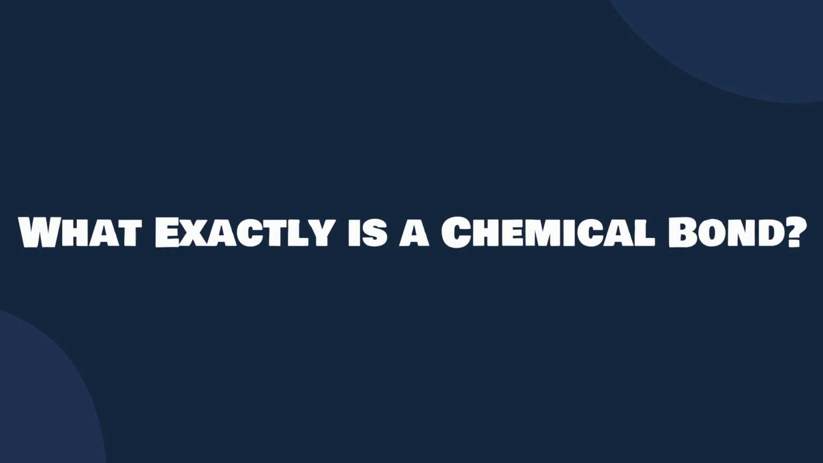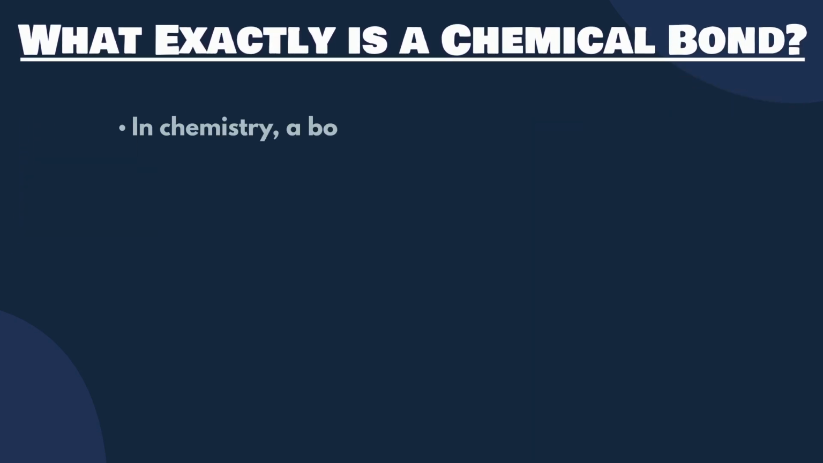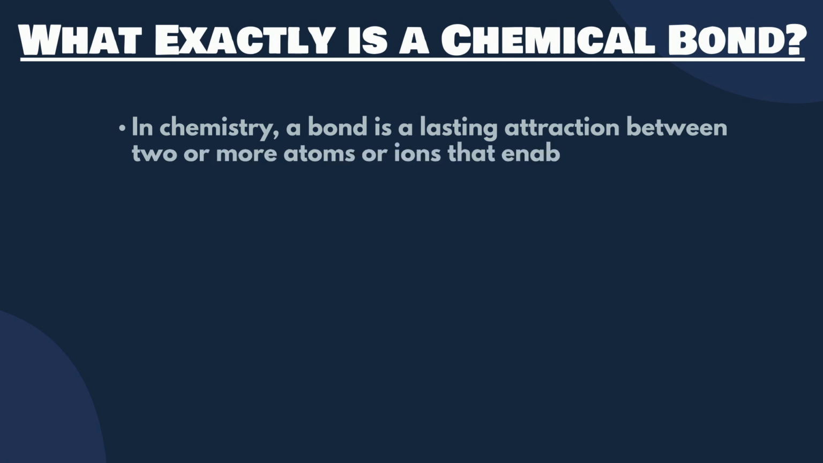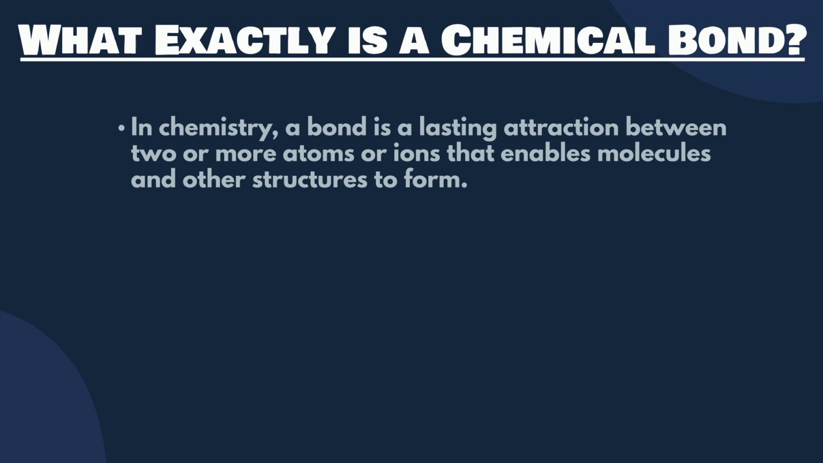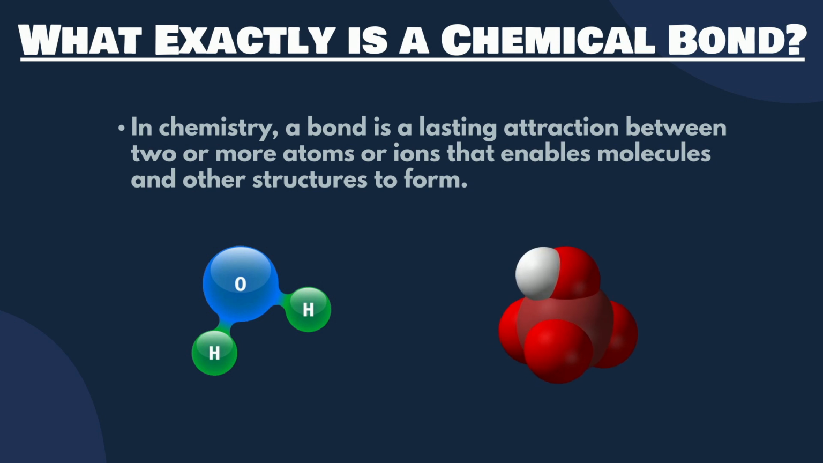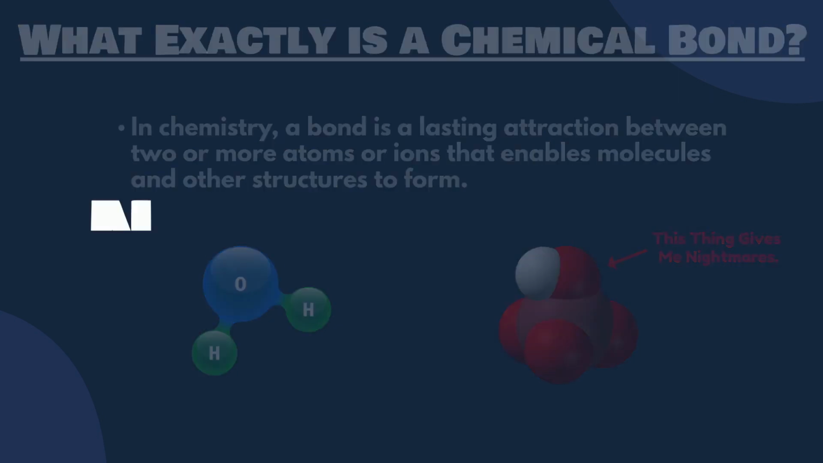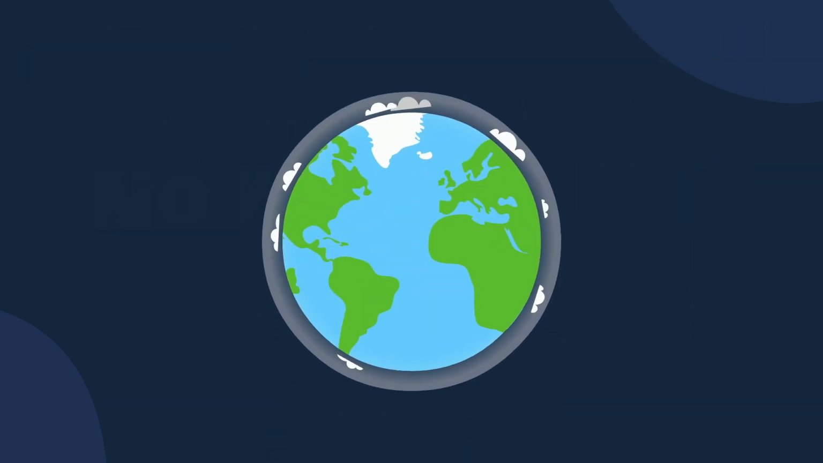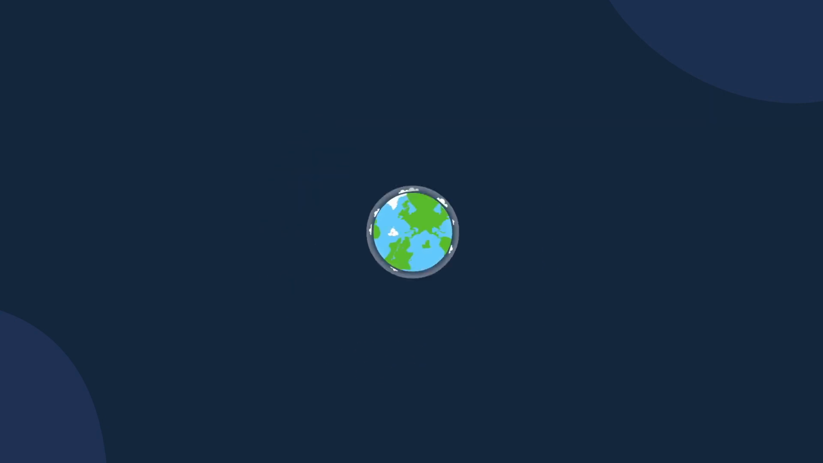Let's begin with a simple question. What exactly is a chemical bond? In chemistry, a bond is a lasting attraction between two or more atoms or ions that enables molecules and other structures to form. They are the forces that hold hydrogen and oxygen atoms together in a compound such as water, or the forces that bind atoms together in perbromic acid, which for some reason looks like this. Without them, we wouldn't have molecules, and the world we know today would not exist.